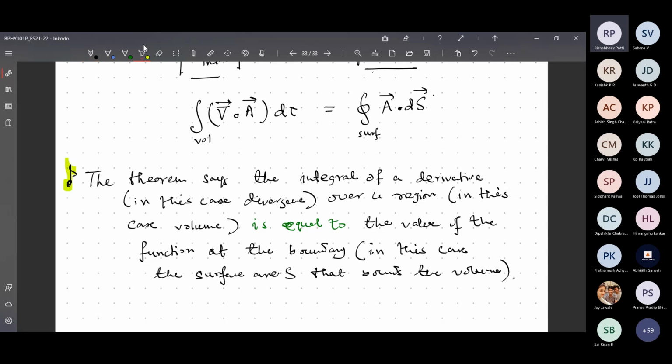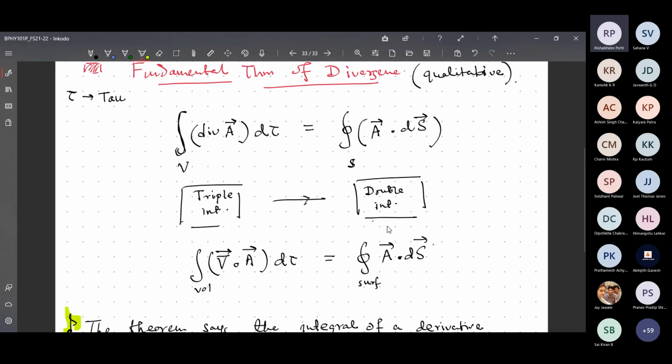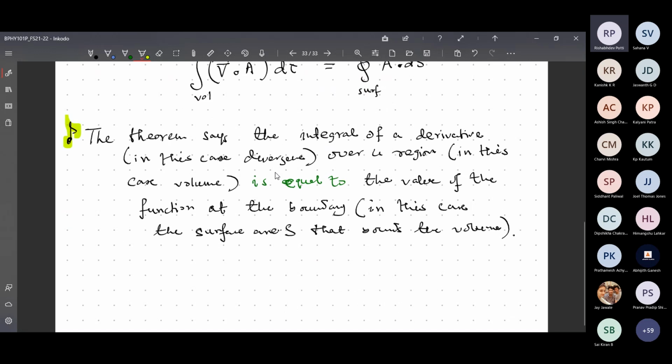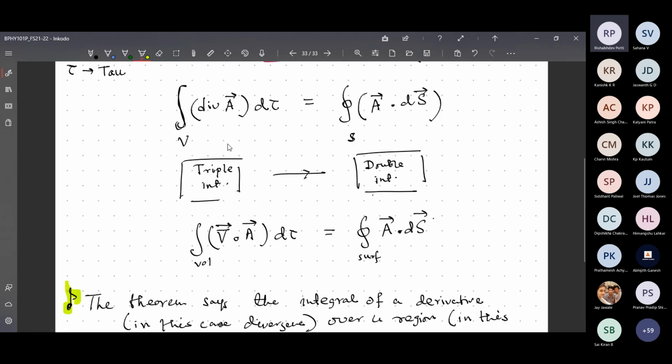Now you can understand such a profound statement. Why? It is essentially talking about the same thing you have learned in the fundamental theorem of calculus. We are trying to generalize that, isn't it? I have a derivative, in this case the divergence, and on the right hand side I have the value at the boundary of the same function.